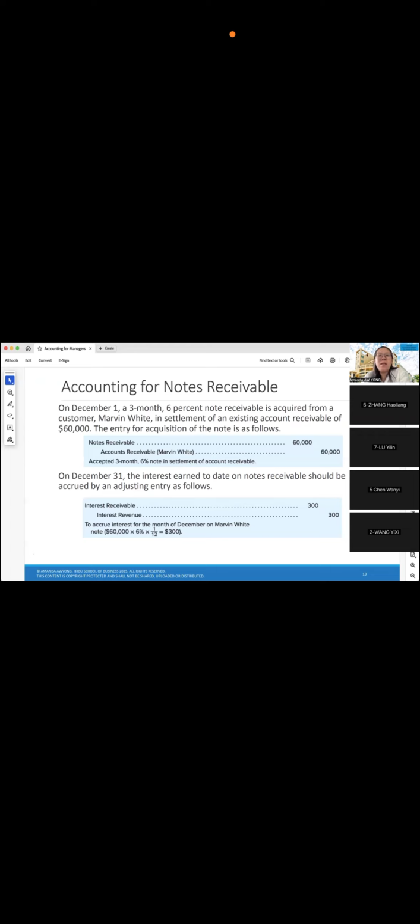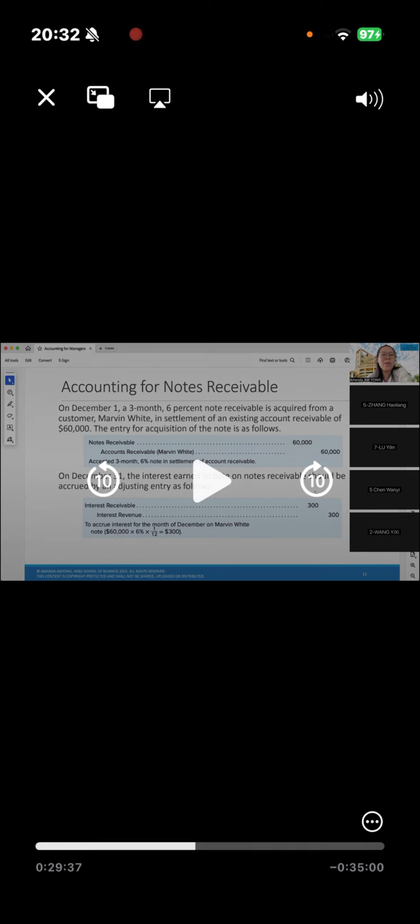Typically for notes receivable, right, the interest would only be paid together upon expiry of the note, meaning that if it is a 3-month note, the company would only receive 3 months worth of interest upon repayment of the full 60K principal amount. And so in the interim, right, they have to record an interest receivable account to kind of tell themselves that, hey, you have to collect this interest in 3 months' time. Okay, so that's for notes receivable.